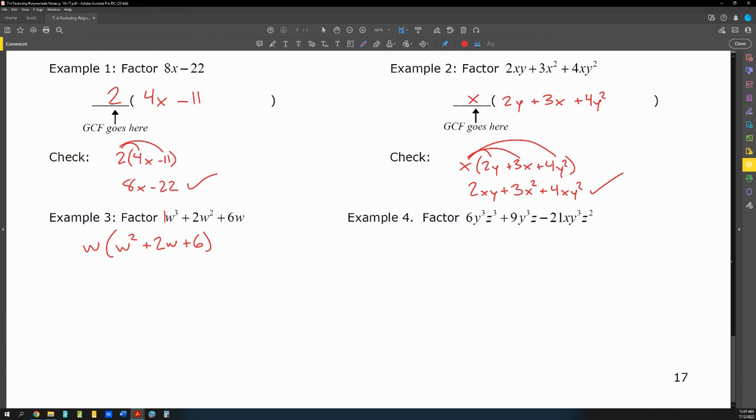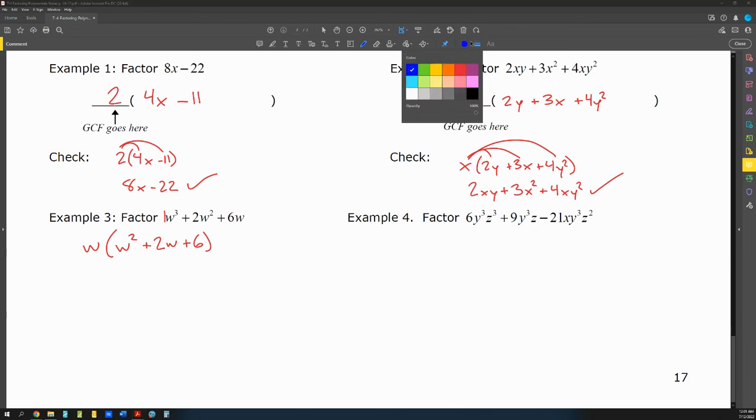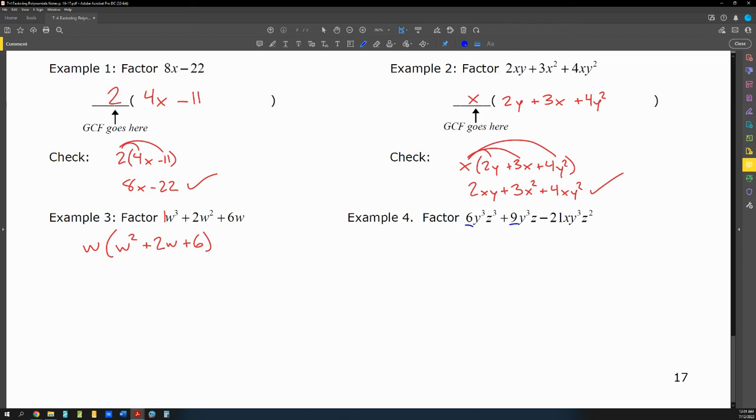Finally, example 4. We've got a lot of numbers and we've got a lot of variables. So let's take a look at the numbers. So 6, 9, and negative 21. The greatest common factor, and I'm actually going to use a different color here. So 6, 9, and negative 21. The greatest common factor is 3.